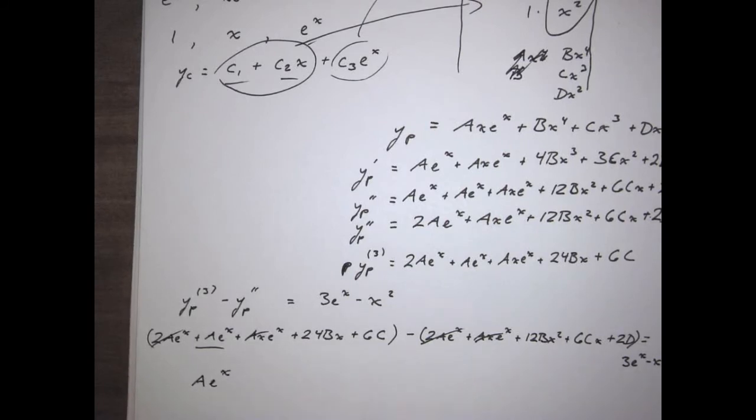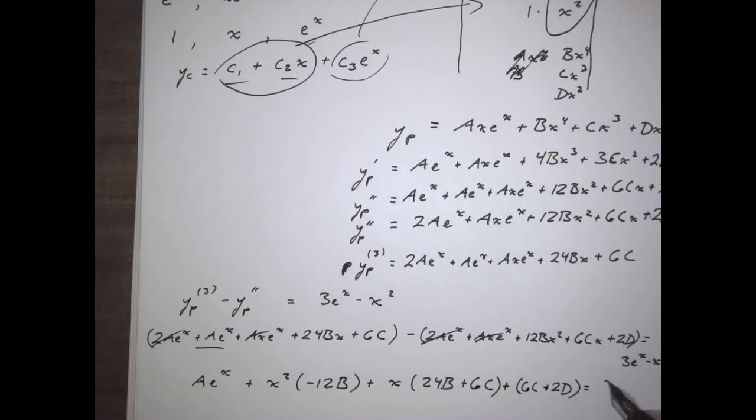A e to the x, and then for the x squared term, plus x squared times negative 12b is the only x squared term, plus x times 24b plus 6c plus, on the constant side of things, 6c plus 2d is equal to 3e to the x minus x squared.